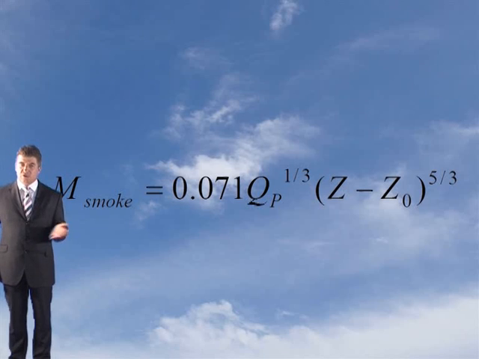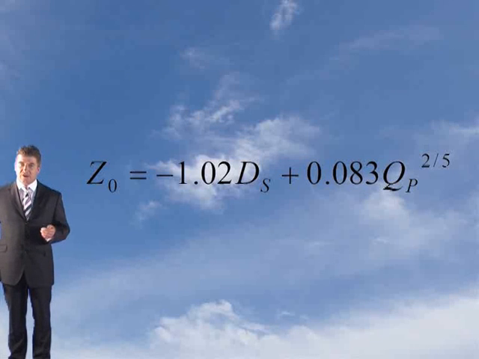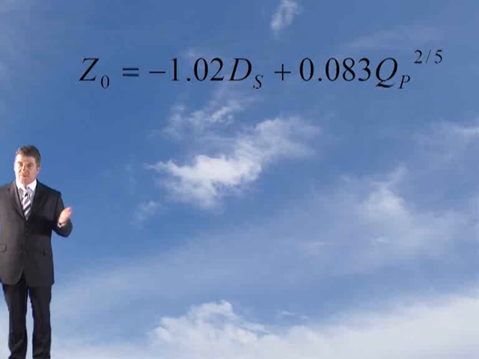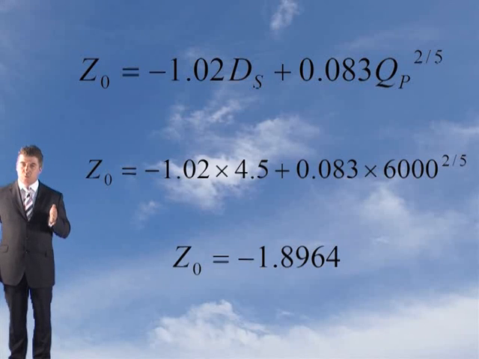M smoke equals 0.071 times QP to the 1/3 times (Z minus ZO) to the 5/3. Now in this case, you need to work out what ZO is first, which is the virtual source, and you're going to use this formula. ZO equals minus 1.02 ds plus 0.083 times QP to the 2/5. If you'd put the known variables in this formula, you'd have got a ZO of minus 1.8964. That's what you'd have got, minus 1.8964.